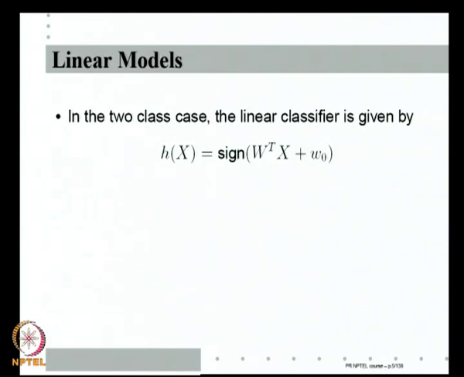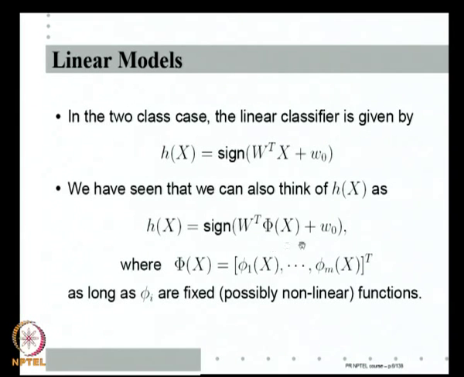In the two class case, a linear classifier, as we know, is given by sign of W transpose x plus W naught. So, we have to learn this W and W naught to learn a linear classifier. This is a two class case. We have also seen the multi class case, but let us not worry about it, it is just a review.